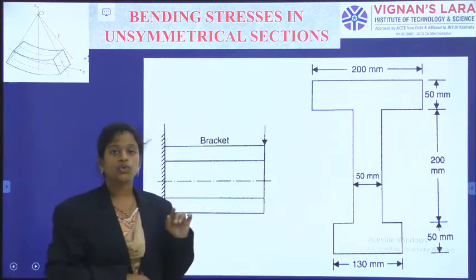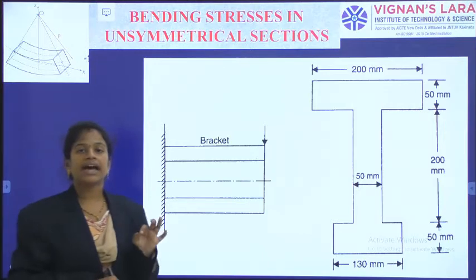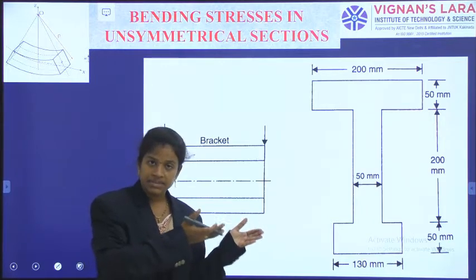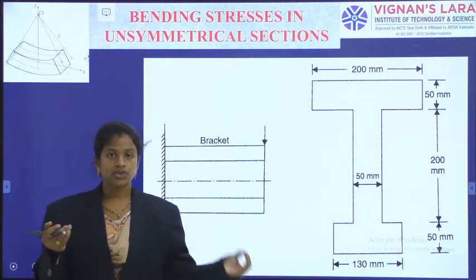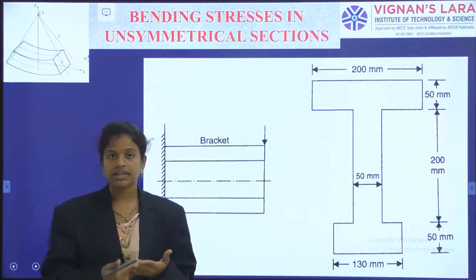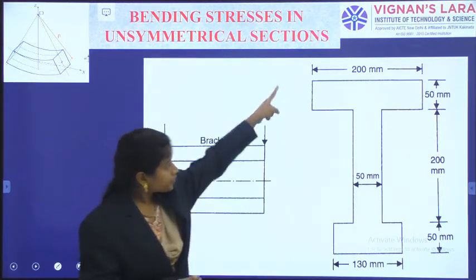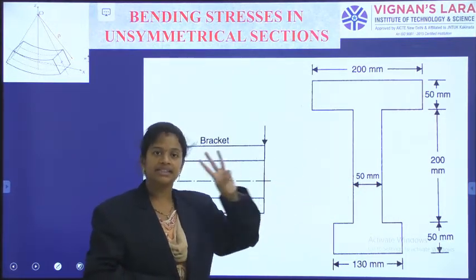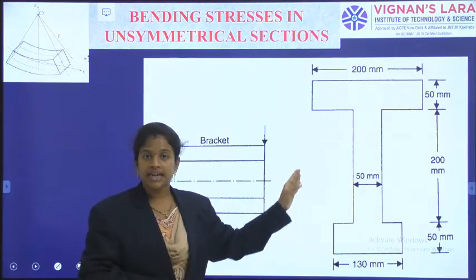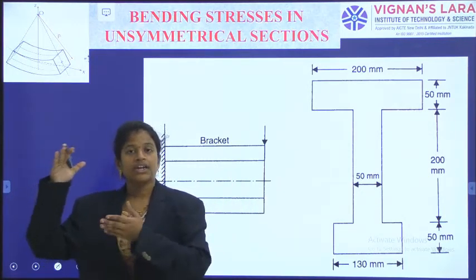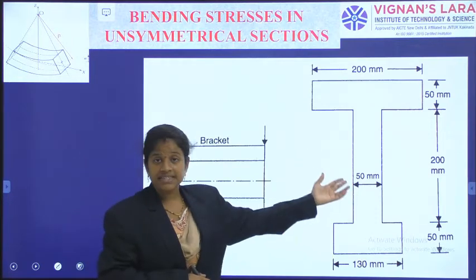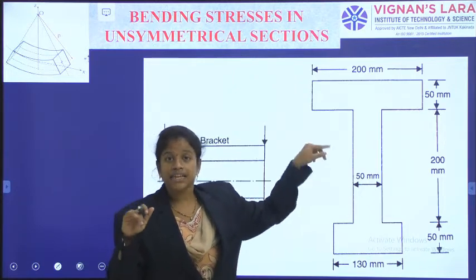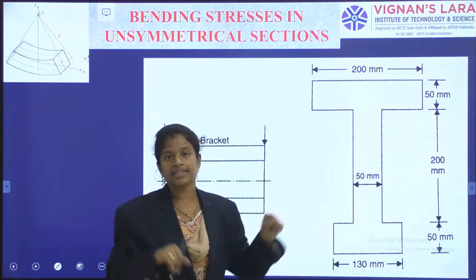In that, I need to locate the neutral axis. Locating the neutral axis means locating the centroidal axis only. When it is a symmetrical section, like a square, rectangle, circle or symmetrical I-section, the neutral axis is at overall depth by 2. The geometrical center line, neutral axis line and centroidal axis line, all three coincide. But in unsymmetrical sections, only the neutral axis and centroidal axis coincide, and the geometrical center line is somewhere different. So the neutral axis or the centroidal axis I need to locate.